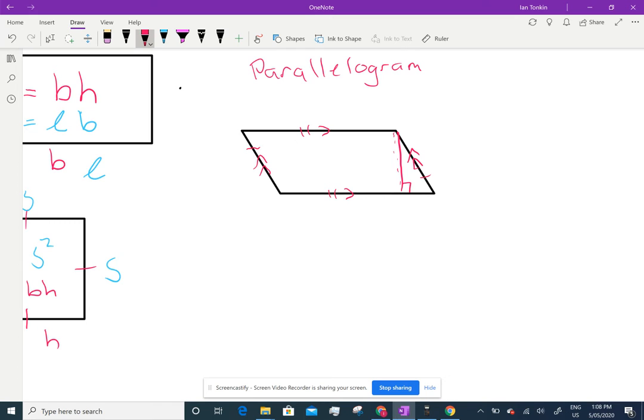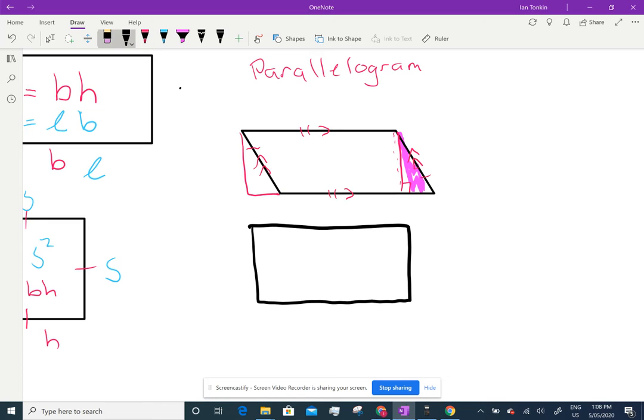Which means if I were to cut this bit off, this little triangle here, and put it up here, look what shape I get. I get a rectangle. Now remember that this here is the perpendicular height. Remember, it's not part of the rectangle. We took it away and we put it up there.